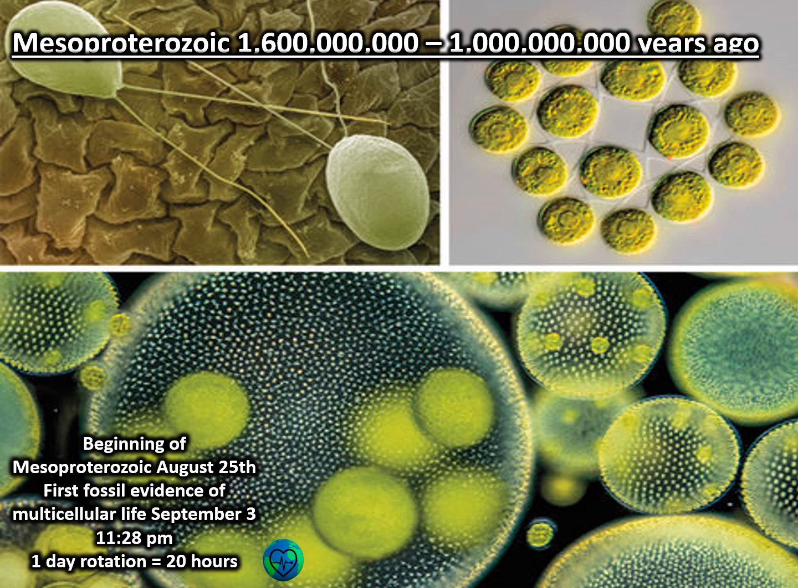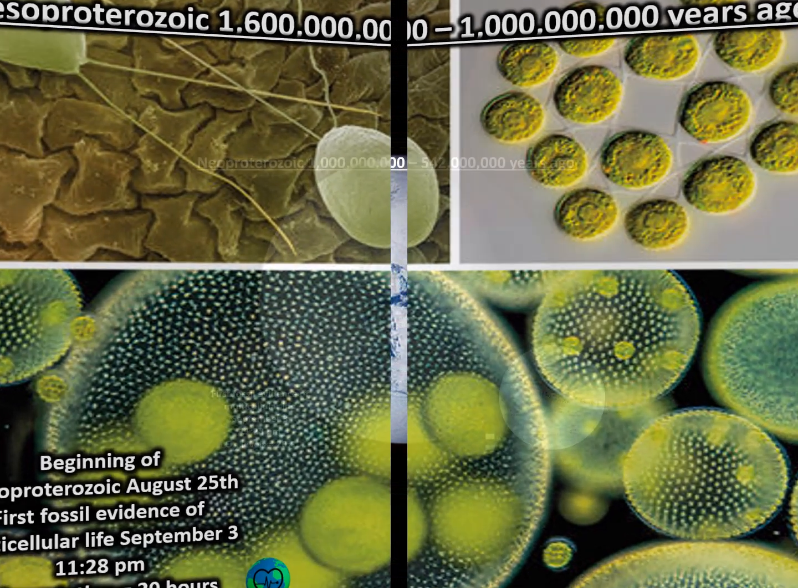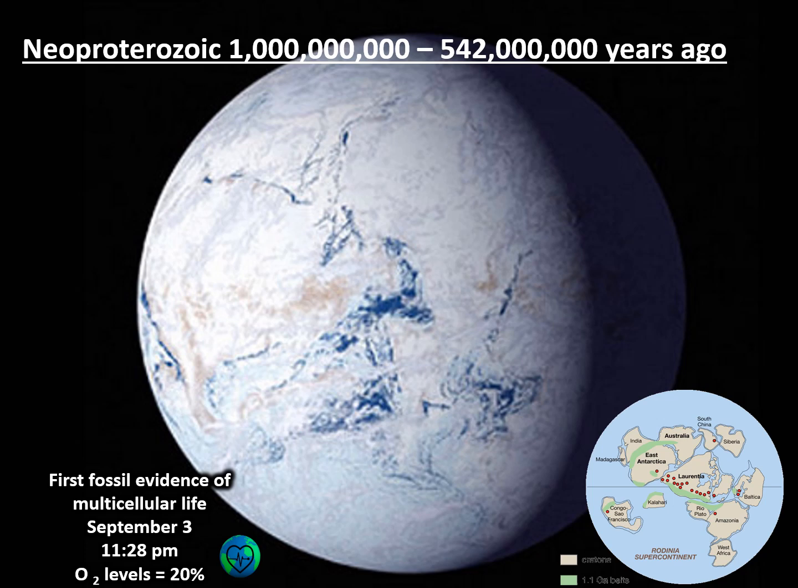The first fossil evidence for a true multicellular organism shows up September 3rd at 11:28 p.m. in the form of seaweed and algae. During the Mesoproterozoic, a one-day rotation was 20 hours. In rocks dating back to the Neoproterozoic, or more specifically on November 14th at 9:23 a.m., 600 million years ago, the first fossil of multicellular animal life is documented.